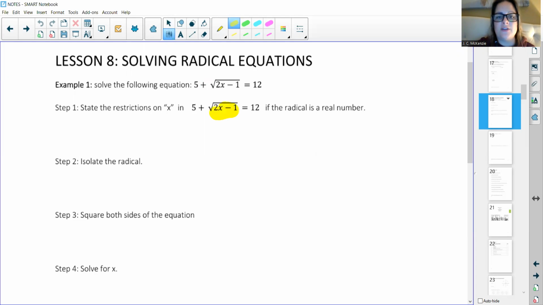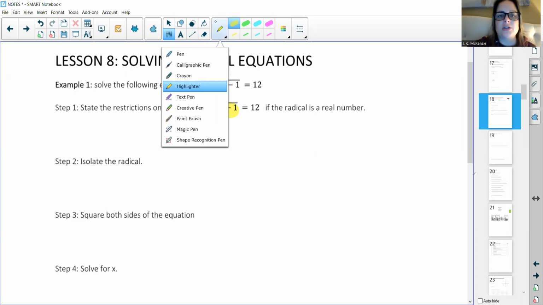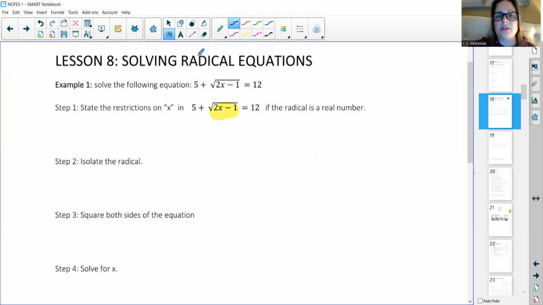Before you even start, if you have a radical in your equation, you need to figure out what your permissible values are, or your restrictions. So basically, everything under that radical sign, whatever it is, it cannot be negative because it's a square root. If it has an even index, you cannot have a negative radicand. So that means that 2x minus 1 must be greater than or equal to 0.